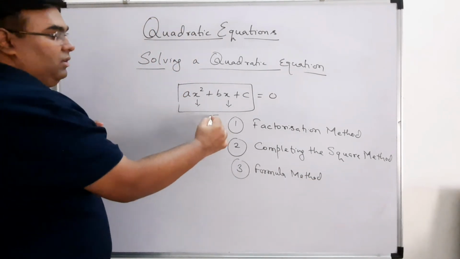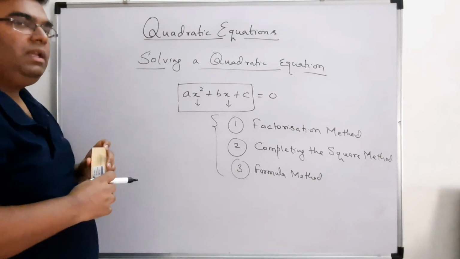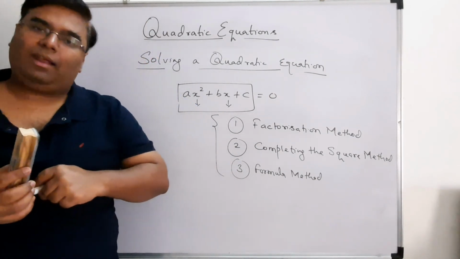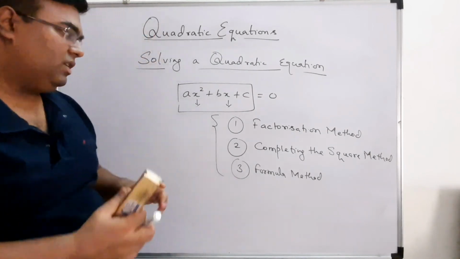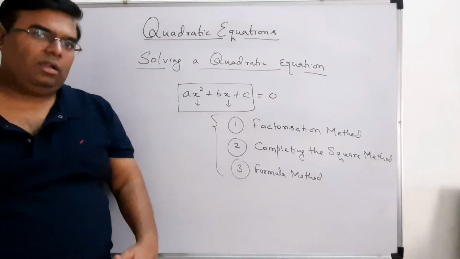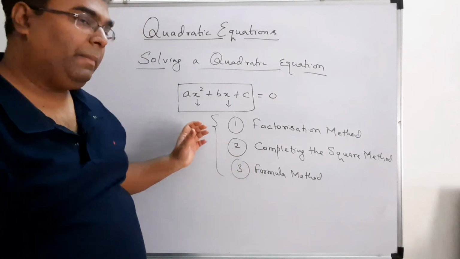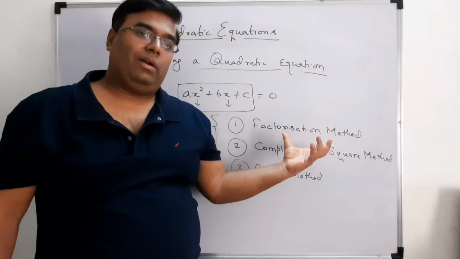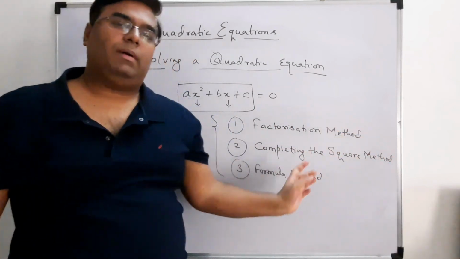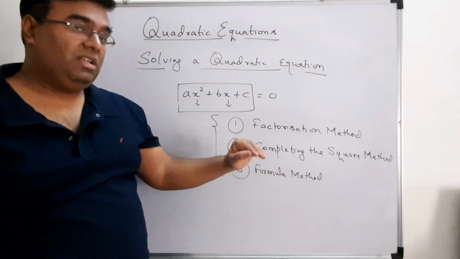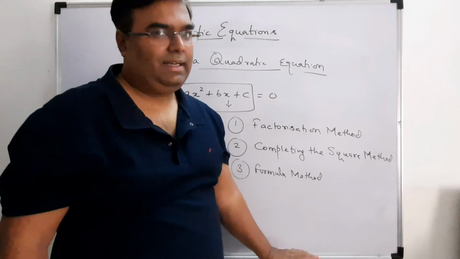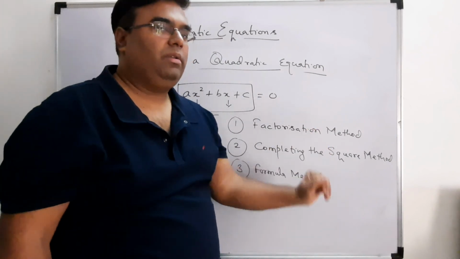So these are the 3 methods that you can use, and after these 3 methods I will tell you a trick also. First you need to learn all these 3 methods, because in the board exam you get a question that mentions to solve the quadratic equation either by factorization method or completing the square method or by the formula method. So if any one method is mentioned, then you cannot use another method, right? So you need to remember all the 3 methods.